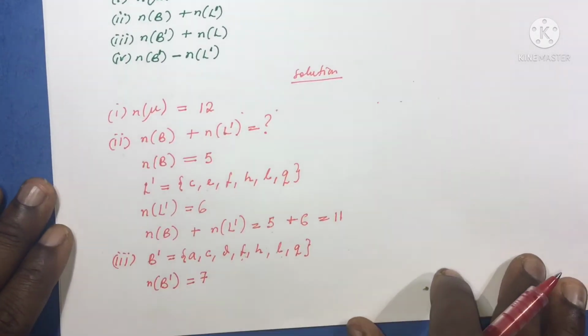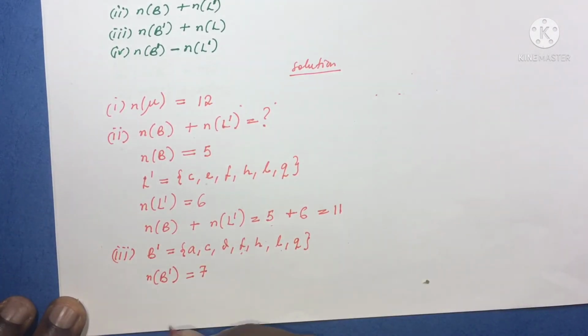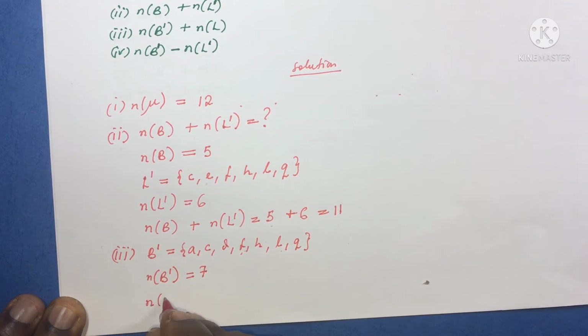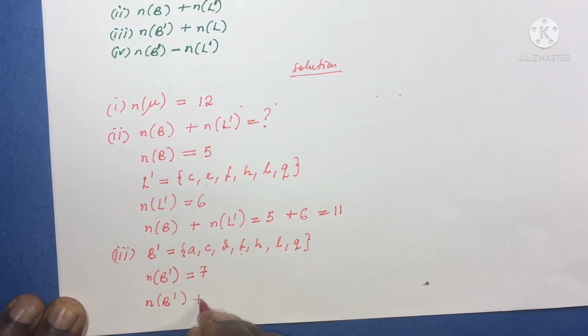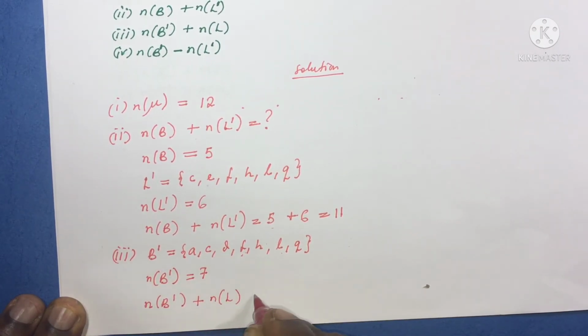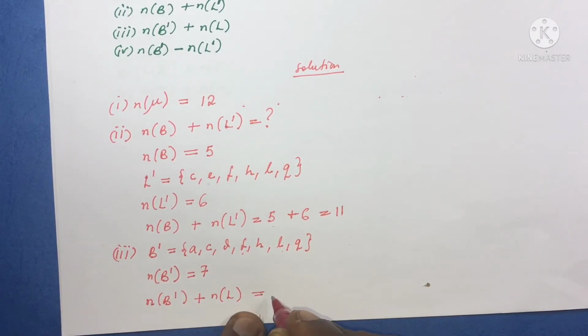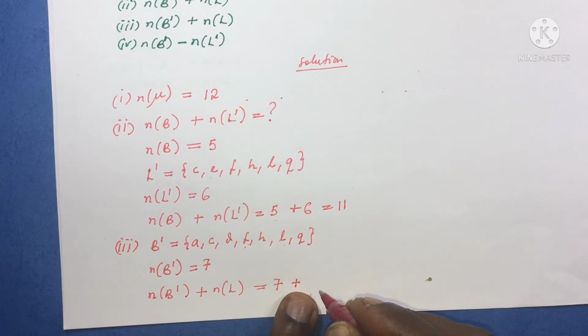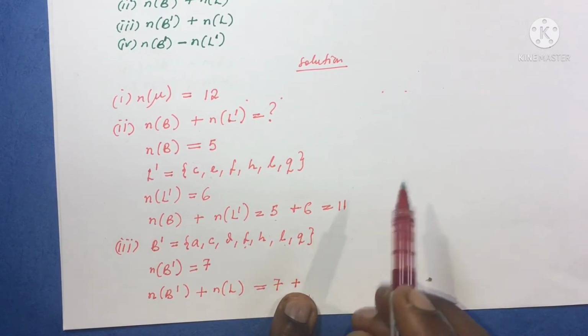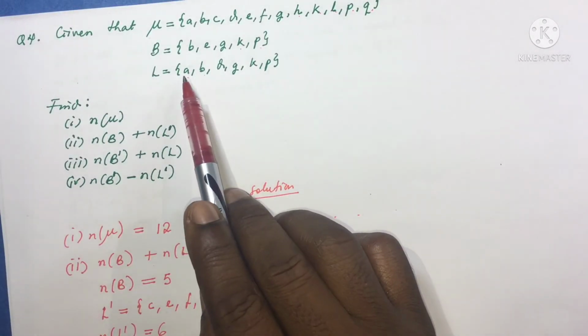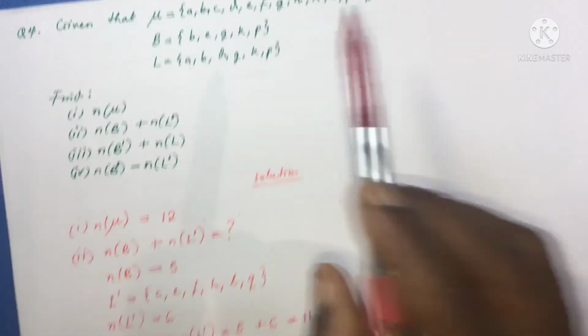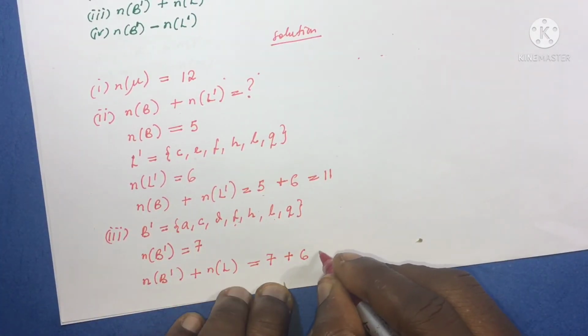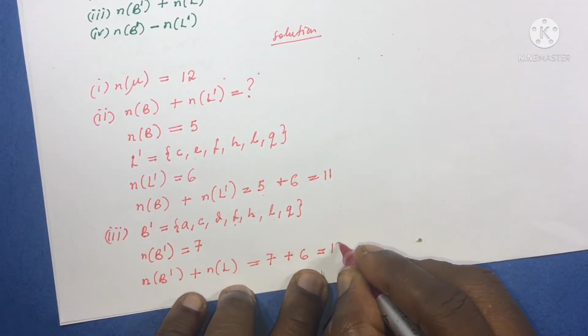Okay. Now let's see. What are we asked to do? We are asked to find N of B prime plus NL. Now what is NB prime? We've just obtained it to be 7. Added to NL, the cardinality of L. What's the cardinality of L? How many elements do you have in L? 1, 2, 3, 4, 5, 6. So I'm going to write here 6, and that gives me 13 altogether.